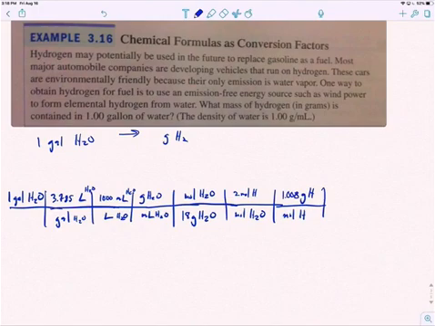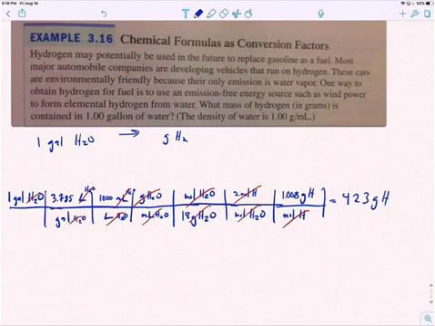And you can see here everything cancels. Gallons cancel, liters cancel, milliliters cancel, grams of water cancel, moles of water cancel, leaving moles of hydrogen. So now it is 3.78 times 1,000 times 1 divided by 18. Oh, I forgot the 2 on the top, times 2. And if you do this, you get 423 grams of hydrogen.